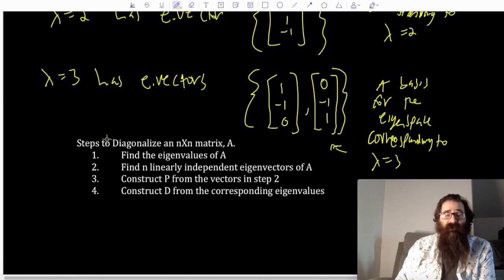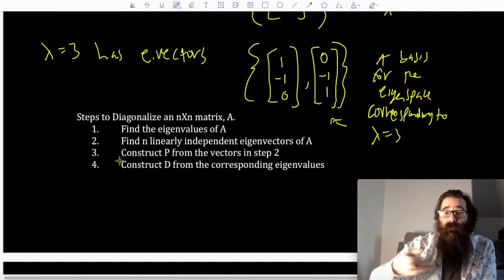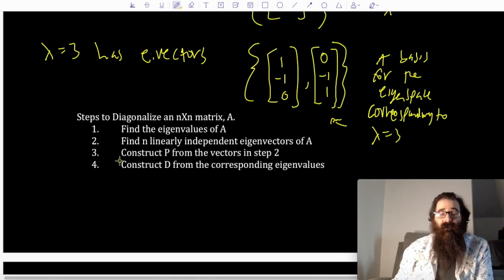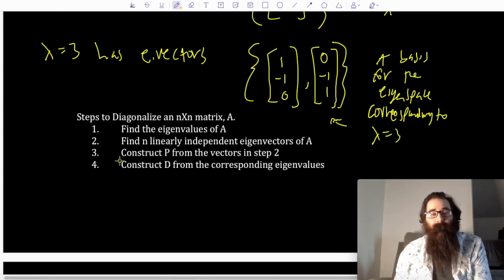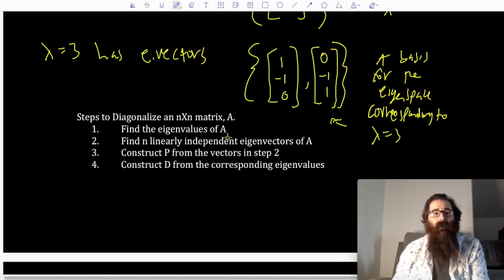I have some helpful steps down here which I want to talk about next, because we're going to be doing this together. We're not likely going to be given the similarity relationship between A and the diagonal matrix D. We're going to be diagonalizing. How do we diagonalize? Well, I have some helpful steps here. I do hope they help you. We'll be doing examples. Steps to diagonalize an n by n matrix A.